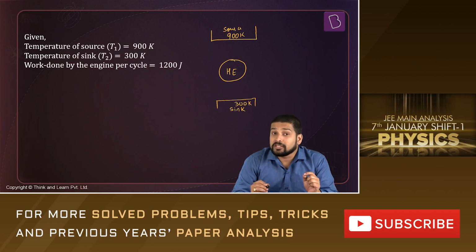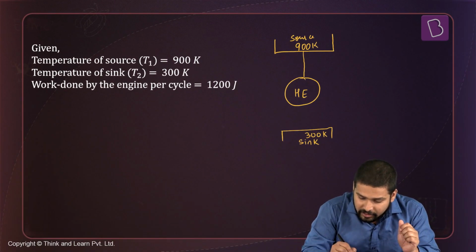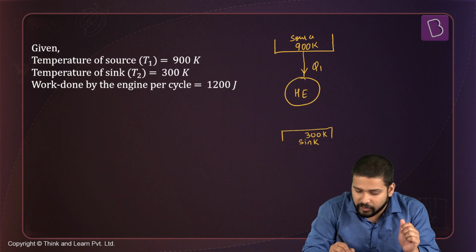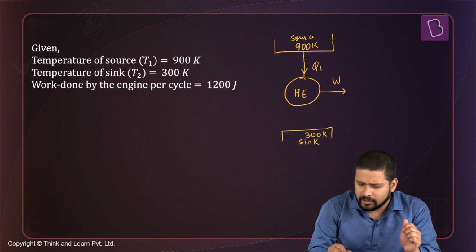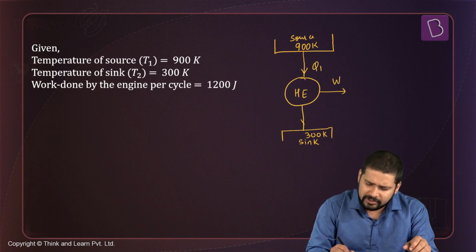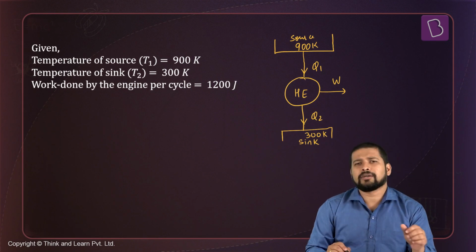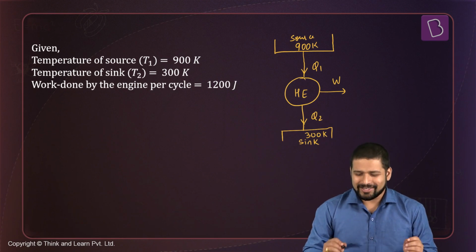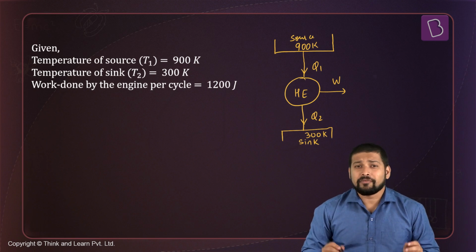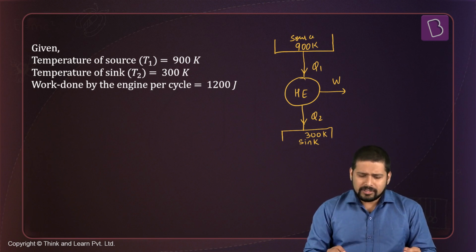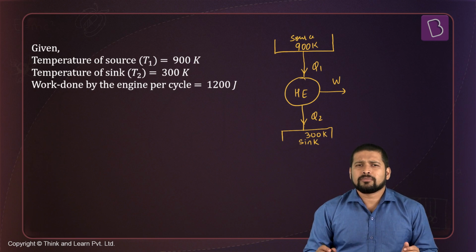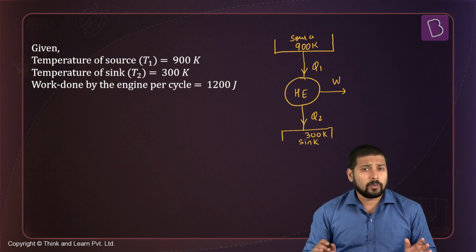So how this heat engine works is, it is going to take some heat from the source, let's say Q1, it's going to do some work, W, and then it is going to reject some heat. By the second law of thermodynamics, it has to reject some heat to the sink. And we have to find this value of Q2. Now, since this is a Carnot engine and a reversible one, I know the formula of efficiency.